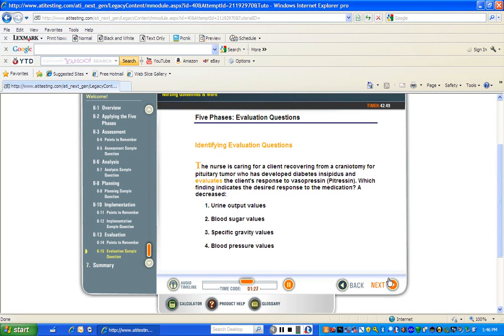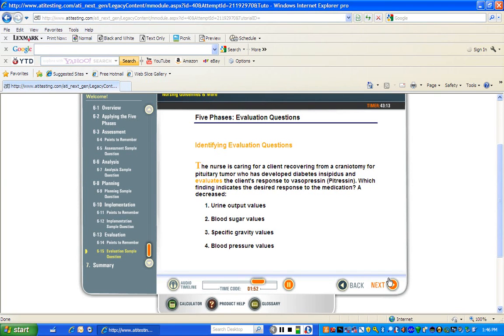Option 3, specific gravity values. This will receive a minus sign. You are correct that the urine specific gravity value will help the nurse to evaluate the client's fluid volume status. However, a greatly decreased specific gravity is typically seen in the client with DI. Treatment with vasopressin should lead to an increase in the specific gravity as the client is better able to concentrate their urine.